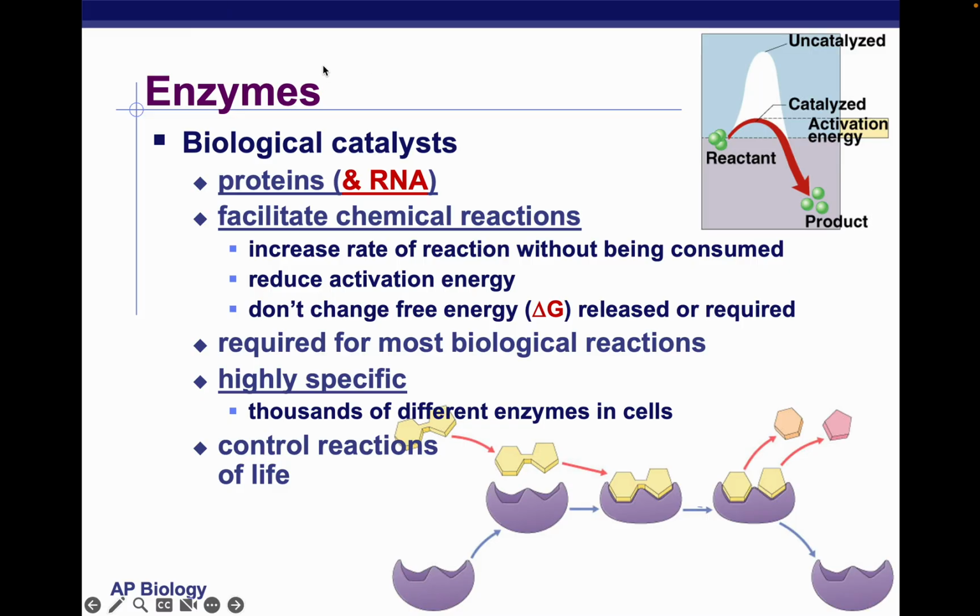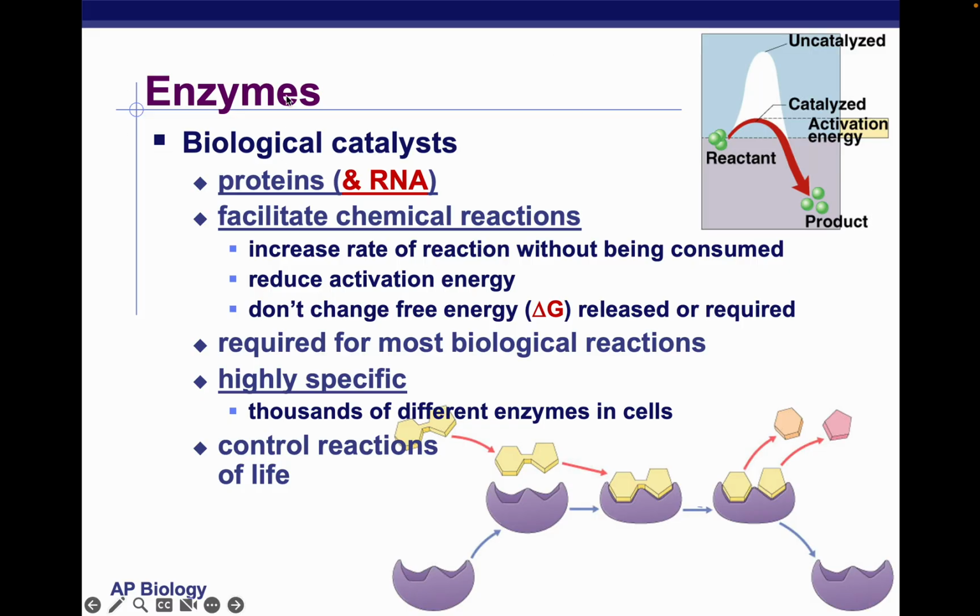Okay, so enzymes. Now we're going to go more into enzymes. We talked about the chemistry relating to it. Enzymes are biological catalysts in our body, and they can be proteins. RNA is also kind of an enzyme that many people don't know. It's a ribozyme. It facilitates chemical reactions. Like we said, they increase the reaction rate, make it go faster by decreasing the activation energy.